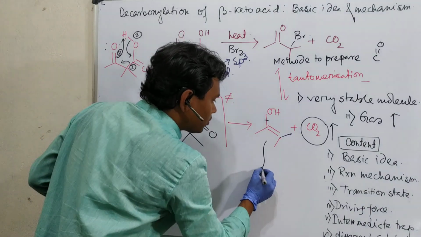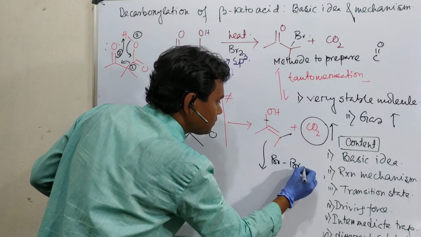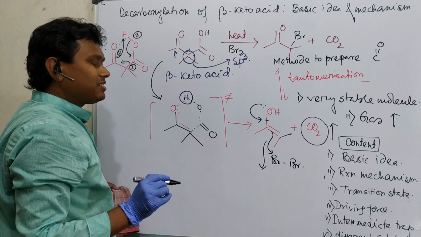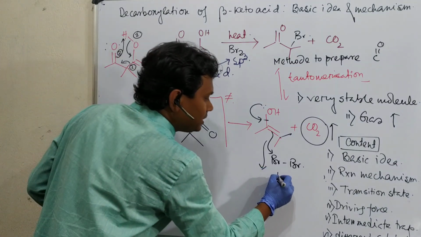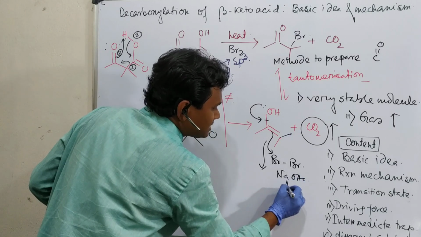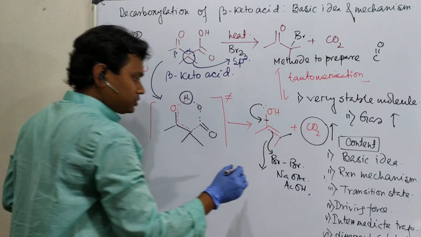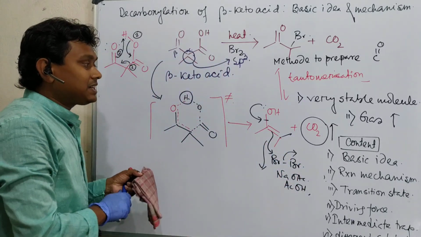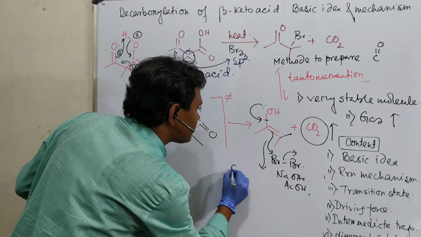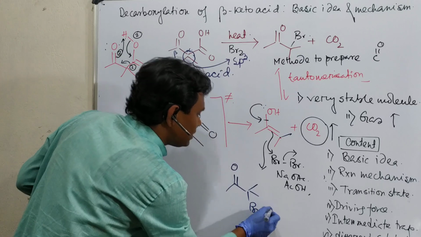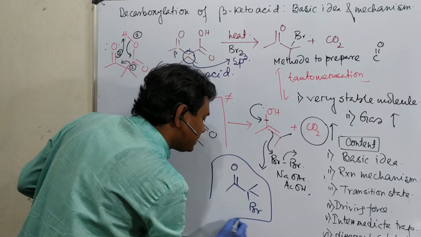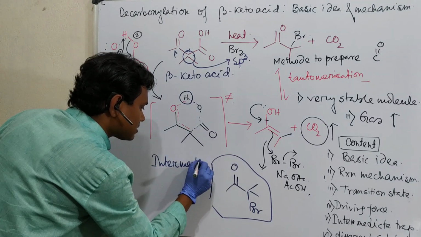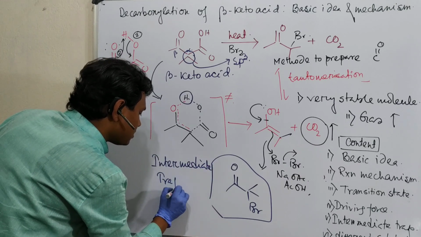Okay, so what can we get? If you use bromine, then this enol will react with it. Generally the condition is bromine in sodium acetate and acetic acid. It's a buffer. And this reaction results in an alpha bromo compound. So this is the proof of the mechanism, and this is intermediate trapping.